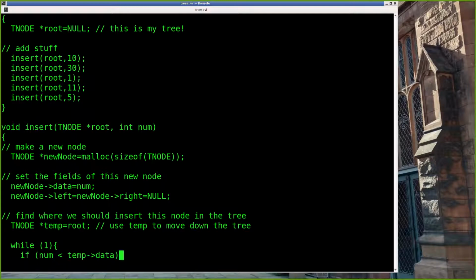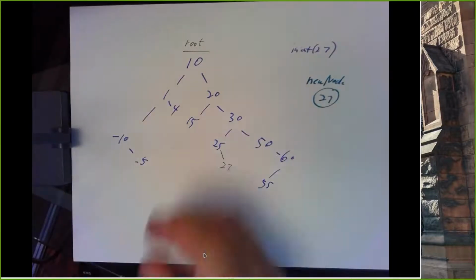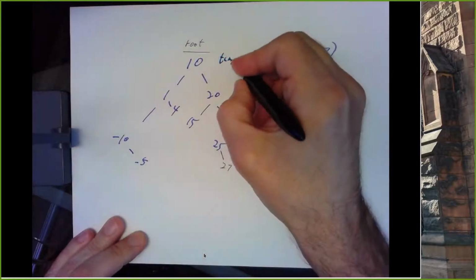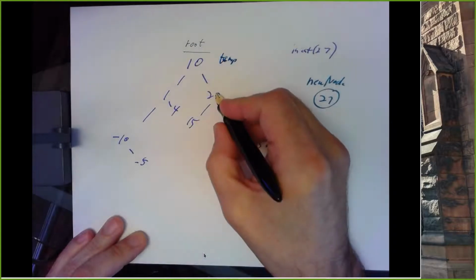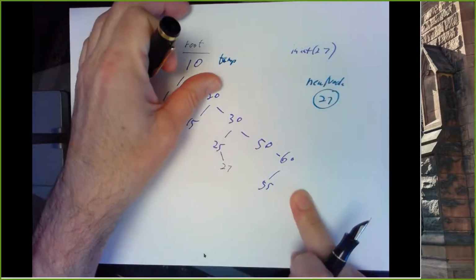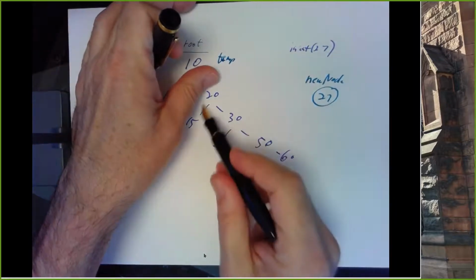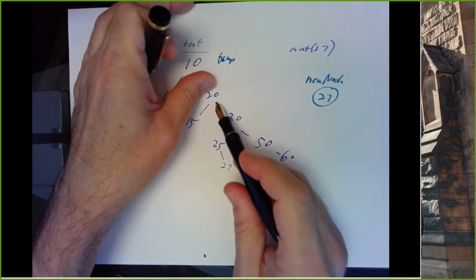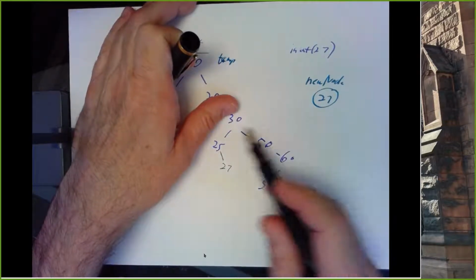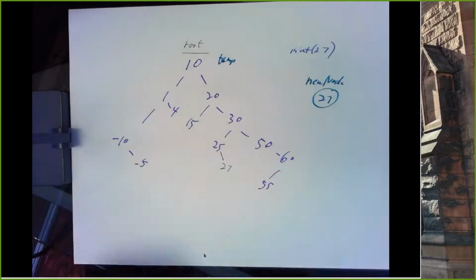So if the node I want to insert is smaller than the root of the tree that I'm looking at, and remember, as we move temp down this tree, temp is the root of another tree, right? It's no longer the root of the original tree, but it's the root of its own tree. If temp is pointing at the 20, well, that's a root. If temp is pointing at the 30, that's the root of this tree. So it's kind of the same logic no matter how far down the tree I've gone.